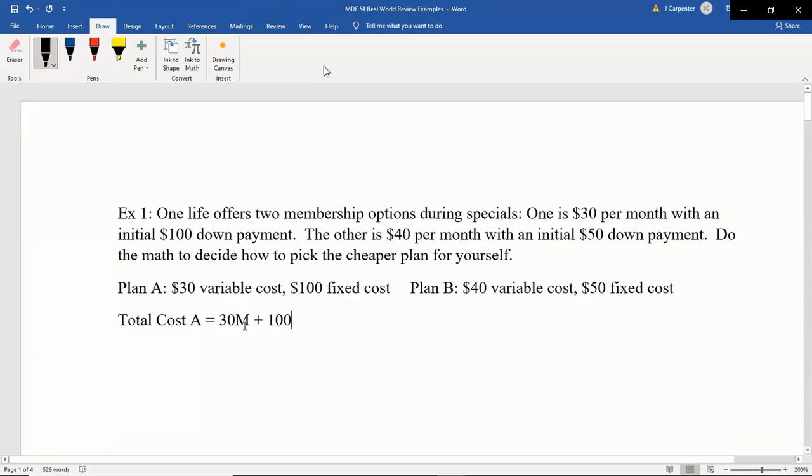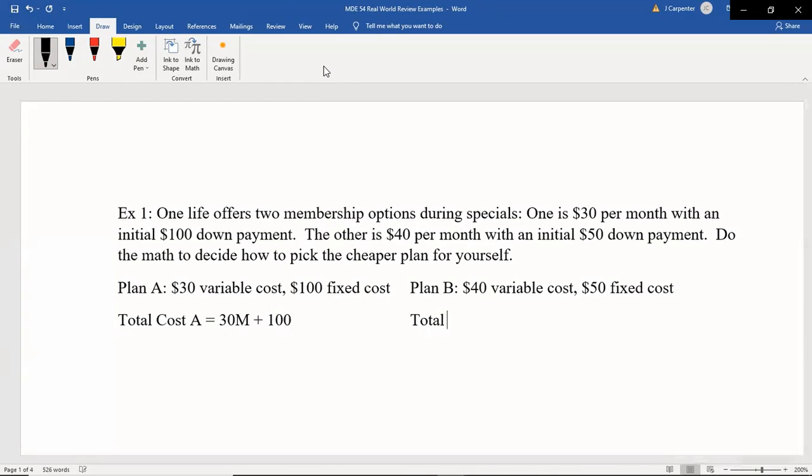That means if you go for 1 month, you're paying $30, 30 times 1. If you go for 2 months, that's 30 times 2, $60. 3 months, that would be 30 times 3, which would be $90. But then you also have to add in that initial fee of 100, meaning it would have been 130 or 160 or 190.